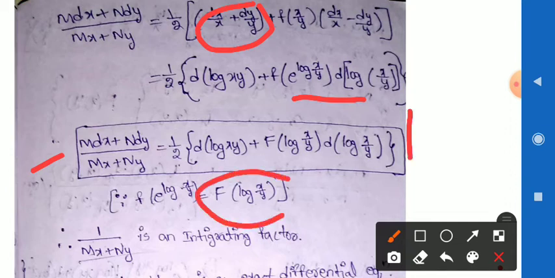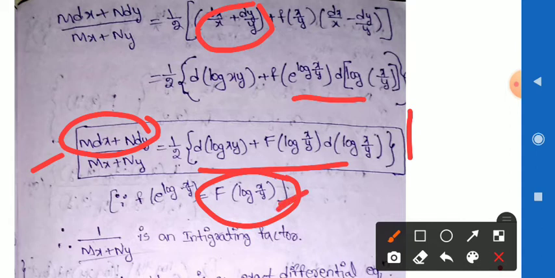Now which is the form of f of log xy. Here M dx plus N dy is converted by multiplying the differential equation M dx plus N dy by 1 by Mx plus Ny. The above given differential equation can be converted into f of log x by y, which is an exact one, meaning the given 1 by Mx plus Ny is an integrating factor.